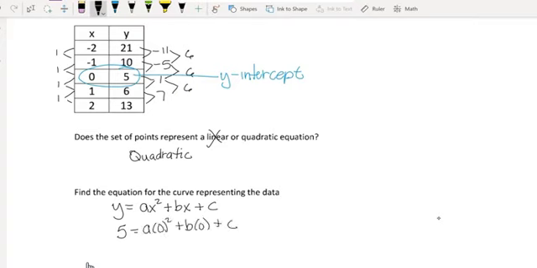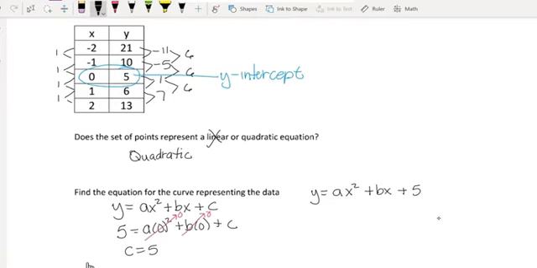This is going to help me find the coefficients A, B, and C. Now, I like plugging in x equals 0 because when I multiply by 0, this equals 0 and this equals 0. So I have just found the value of one of my coefficients. So C is equal to 5. So here's what I know so far. I don't know A, I don't know B, but I do know C equals 5.